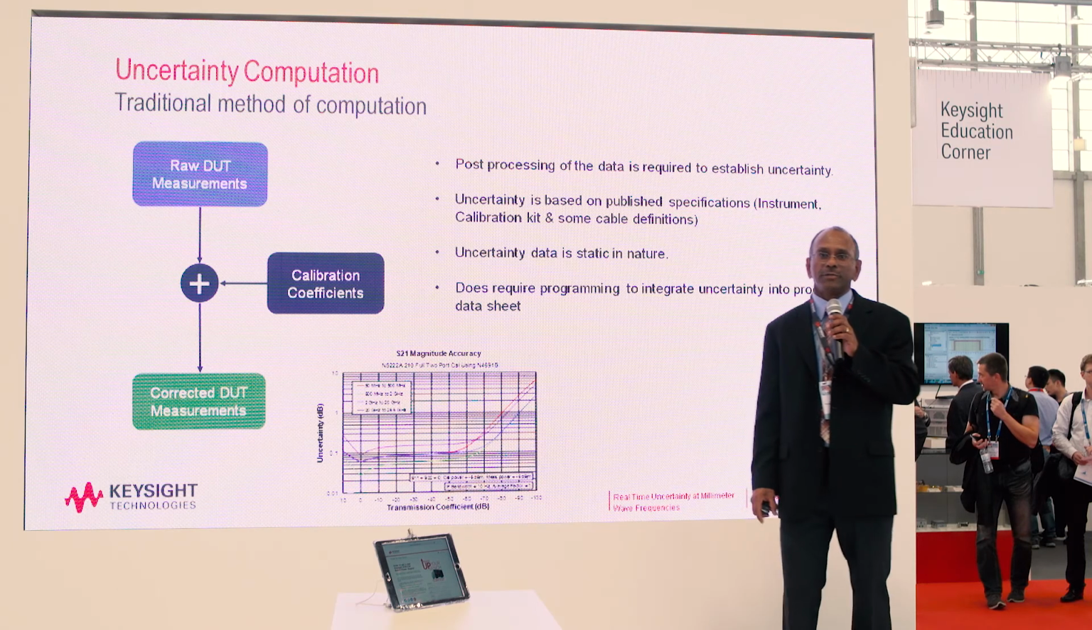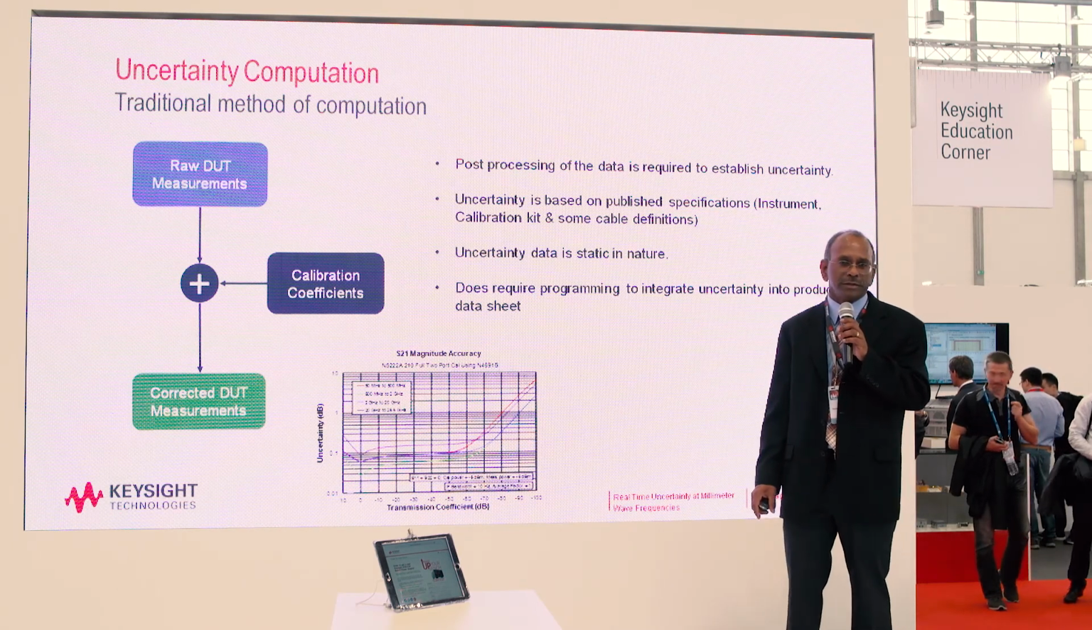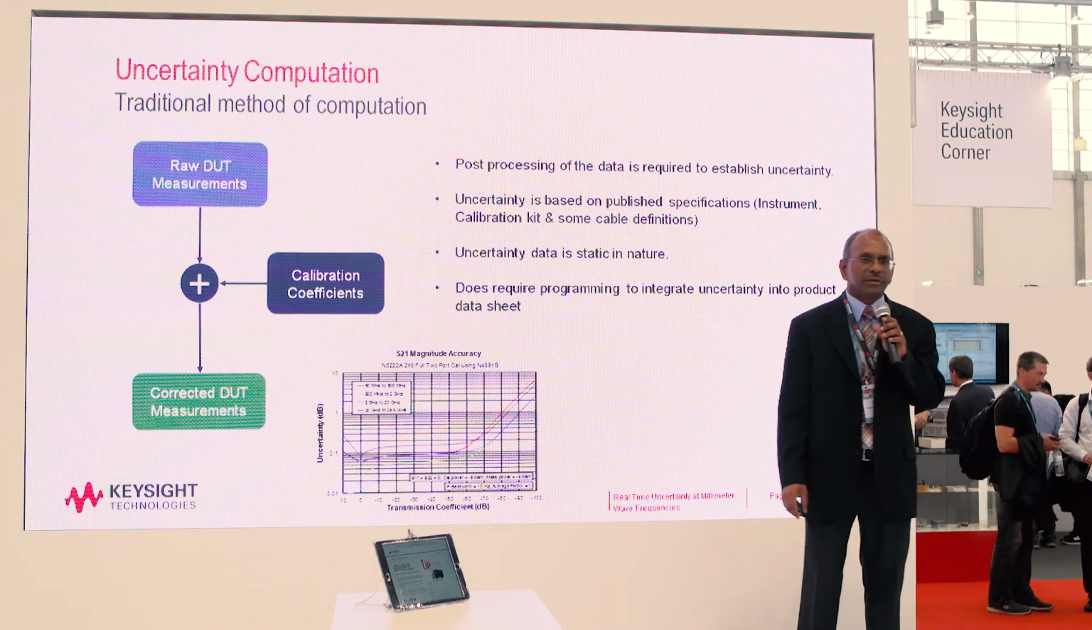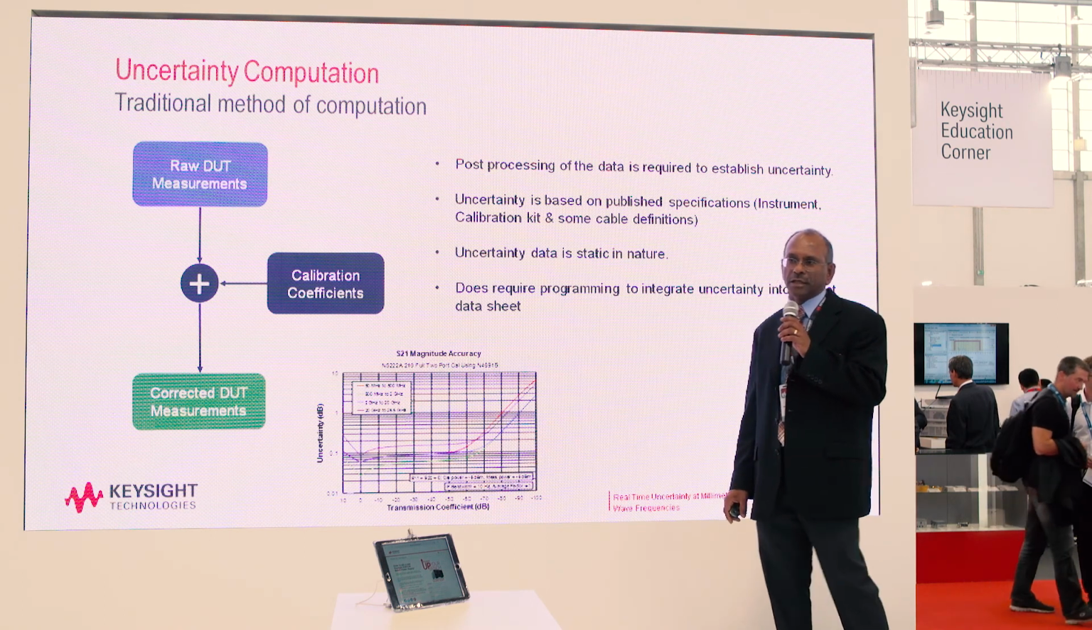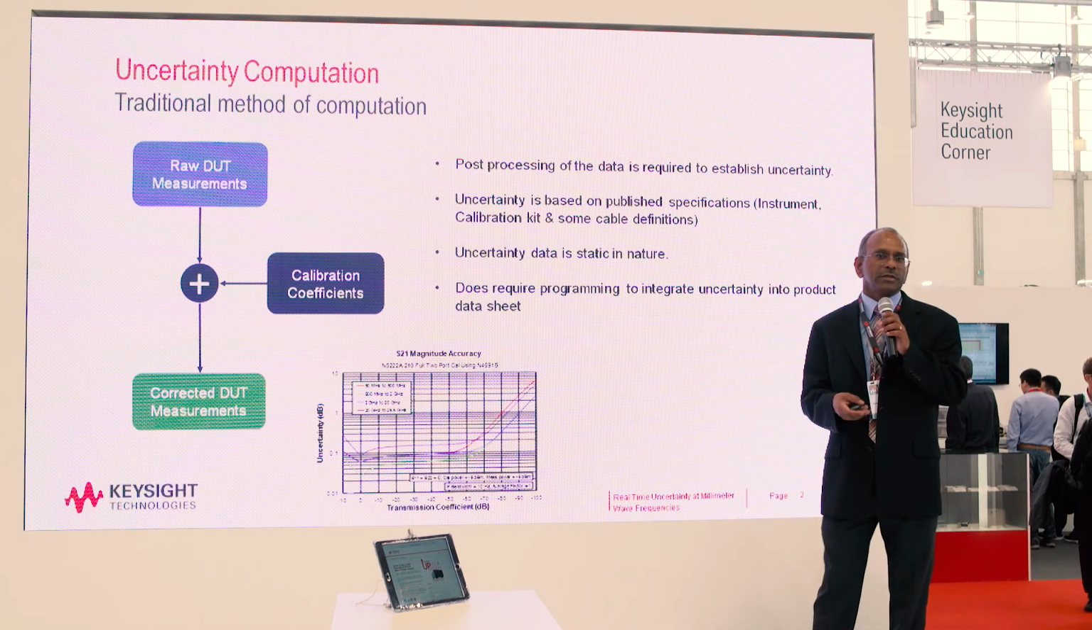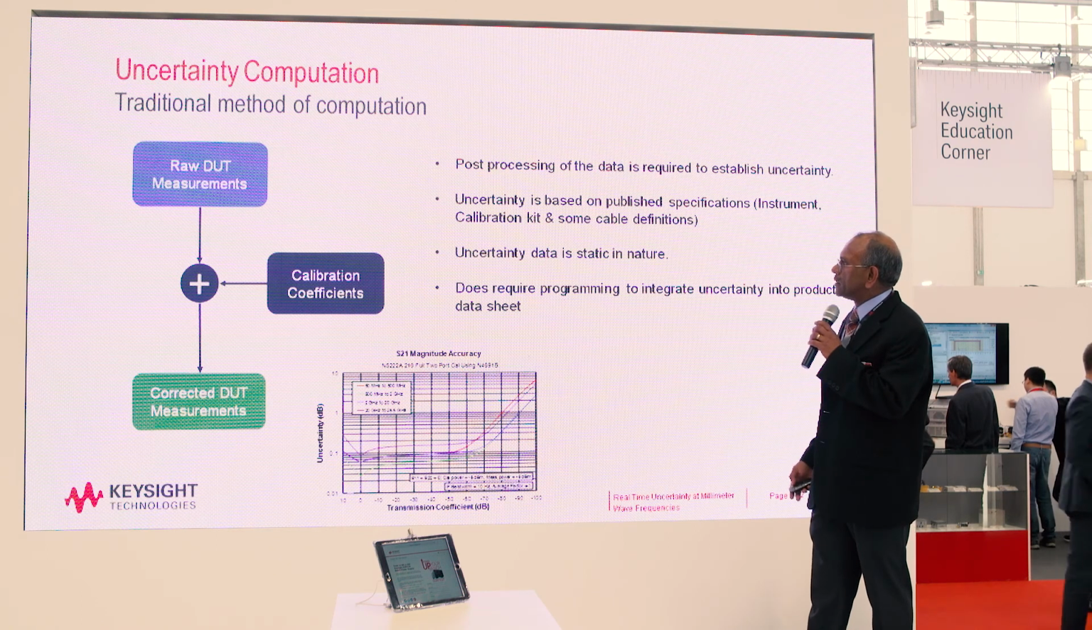Well, what you would traditionally do is either look at a data sheet, or run our uncertainty calculator, and then you would look at the uncertainties as you see at the bottom of that screen, and then determine that to be your uncertainty of your measurement. And that's how you traditionally do it. That is not real time, it's not dynamic, and you want to be able to do something that's real time and dynamic.